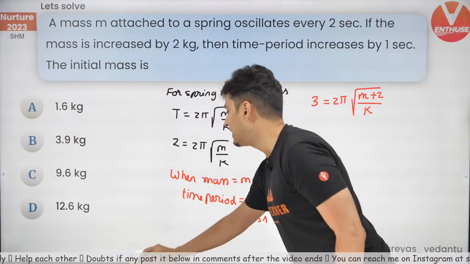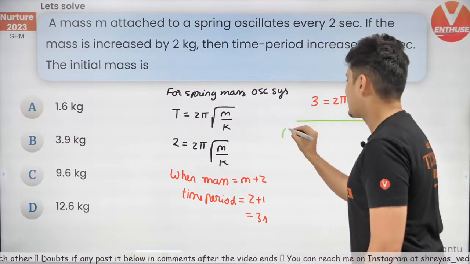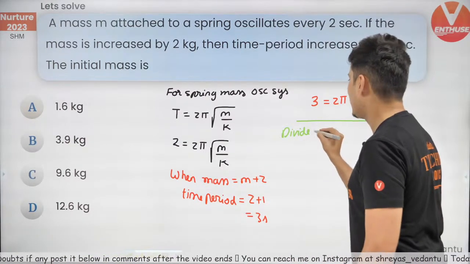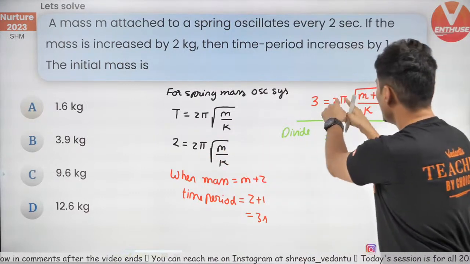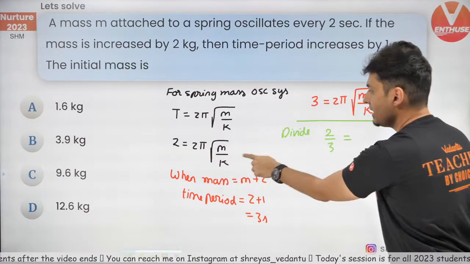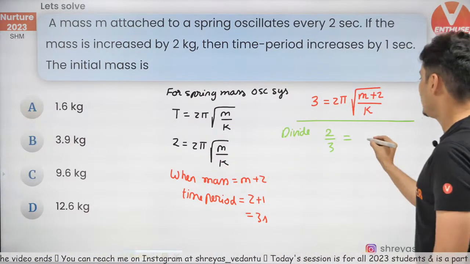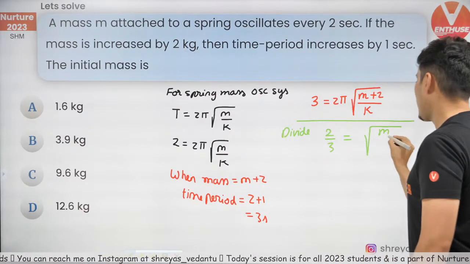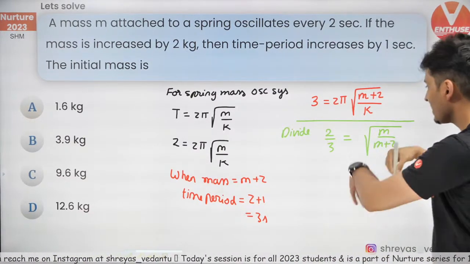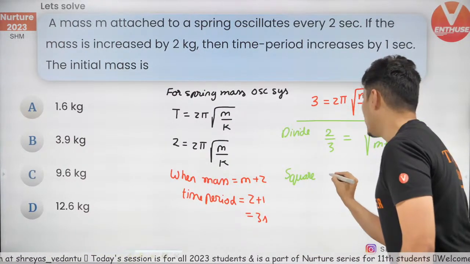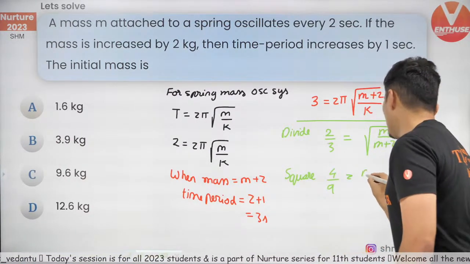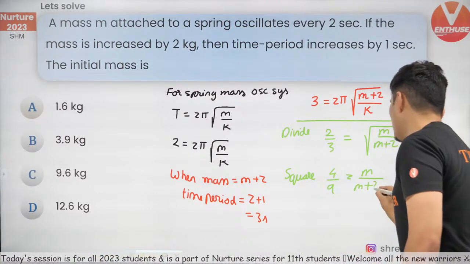So, let's divide these two and see what you get. Divide 2 with 3. So 2 divided by 3. 2 pi and 2 pi will cancel. K and k will cancel. I will just have root of m by m plus 2. Square both sides. So what do you get? You will get 4 by 9 is equal to m divided by m plus 2.